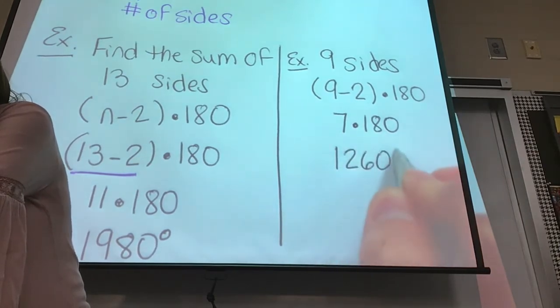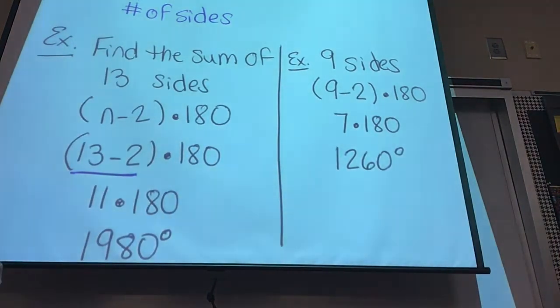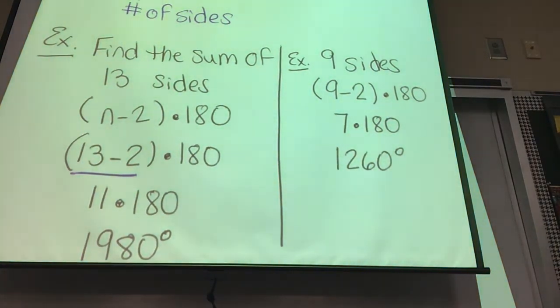1,260. Now again, that's degrees. So make sure you put the degree symbol on there. Question. So if they ask you to do this on IXL, you should be able to do this, correct?